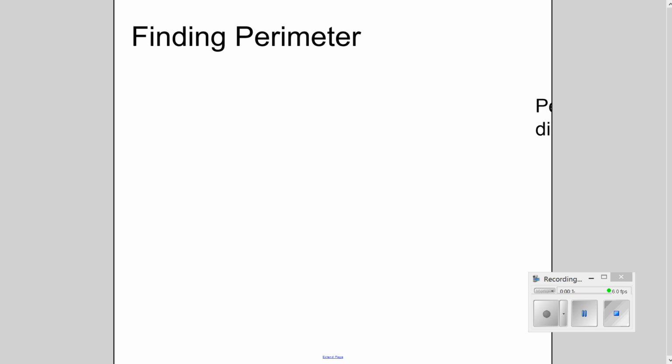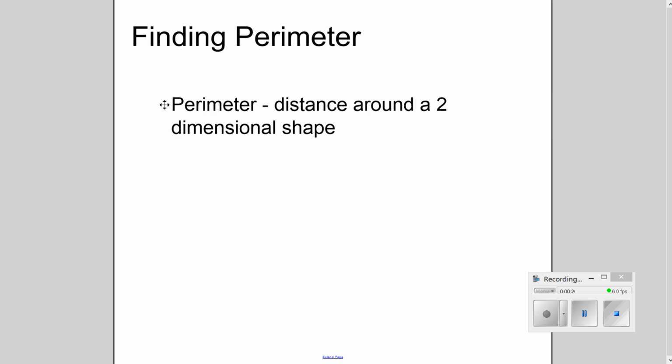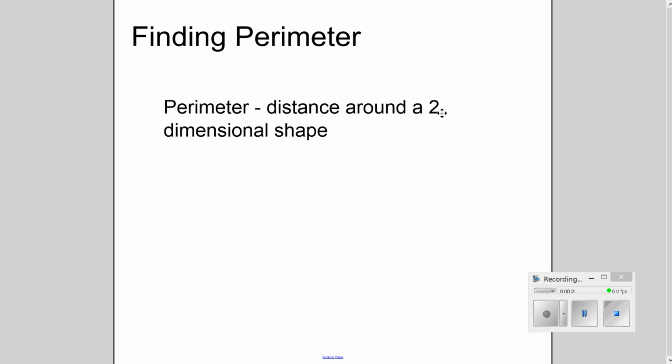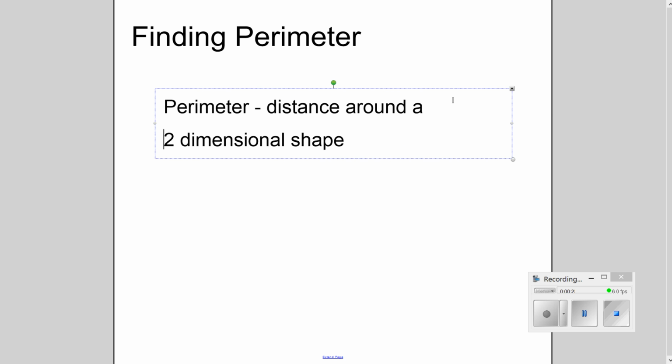Today we are going to be talking about finding perimeter of two-dimensional shapes, and we'll start off with the definition of perimeter. It is the distance around a two-dimensional shape. Perimeter is the distance around a two-dimensional shape, and we can remember that by thinking about what these words mean.